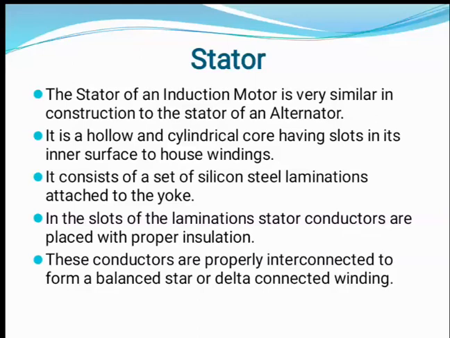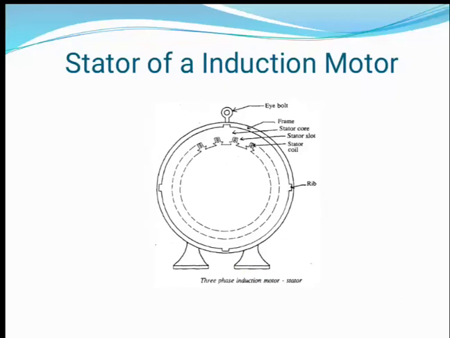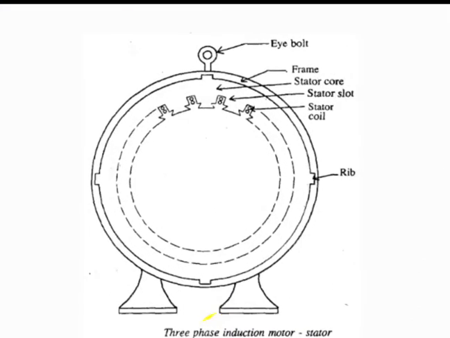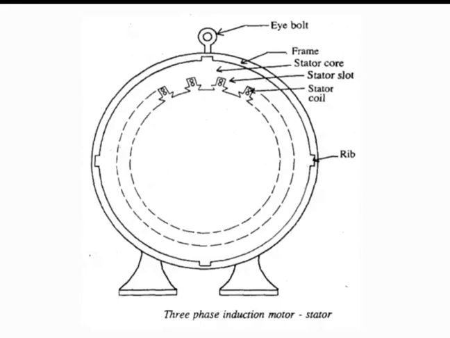In the slots of the laminations, stator conductors are placed with proper insulation. These conductors are properly interconnected to form balanced star or delta connected windings. This is the stator of the induction motor. The outer part is called the frame. This is your eye bolt and this is the stator core. Then the stator slots are here. These are the spaces where we can place the conductors. This is a stator coil. This overall is the stator, and you have a permanent base for this stationary part.